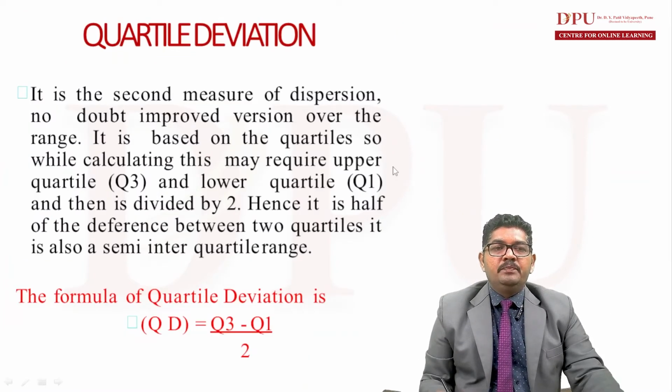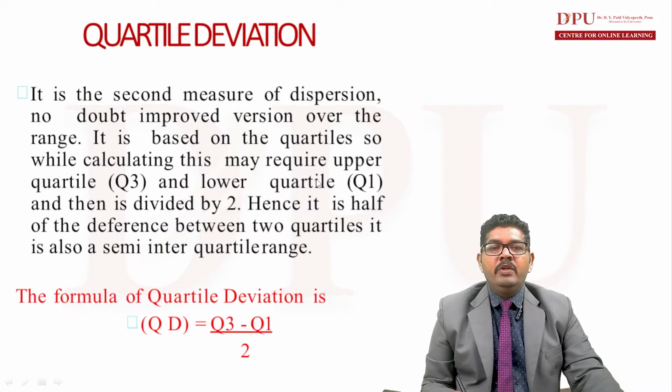Quartile deviation. So we learned how to calculate the quartiles and interquartile range. Quartile deviation is the second measure of dispersion after range. Quartiles are not measures of dispersion. Quartiles are required for the calculation of quartile deviation. So it is the second measure of dispersion, no doubt an improved version over the range. It is based upon the quartiles. So calculating this may require upper quartile and lower quartile.